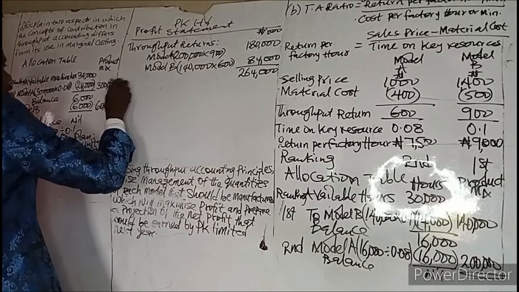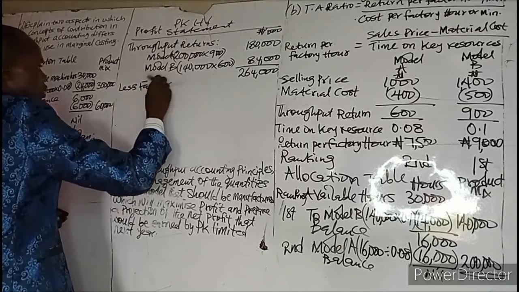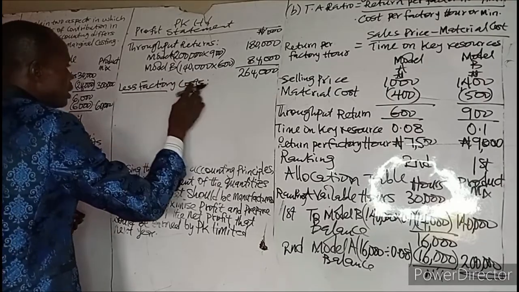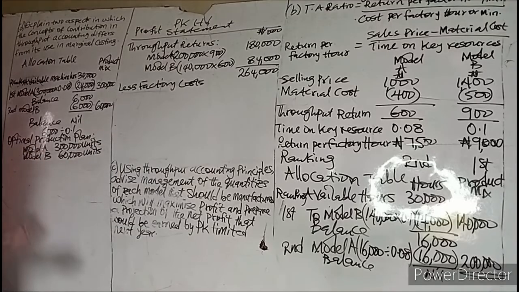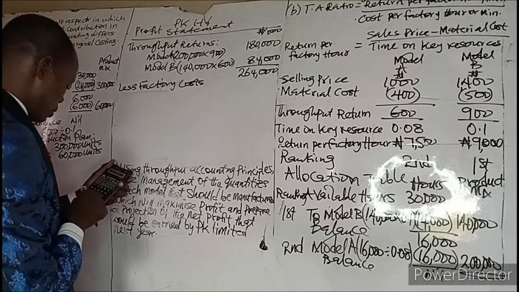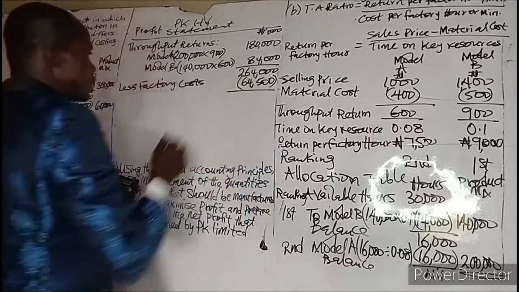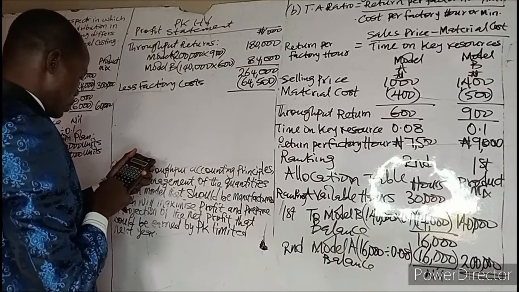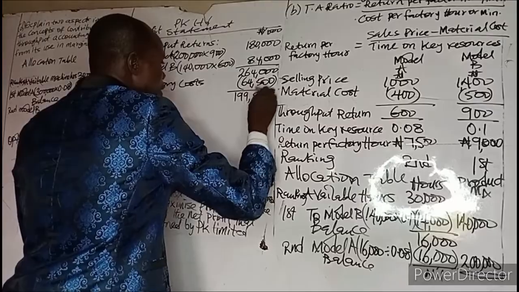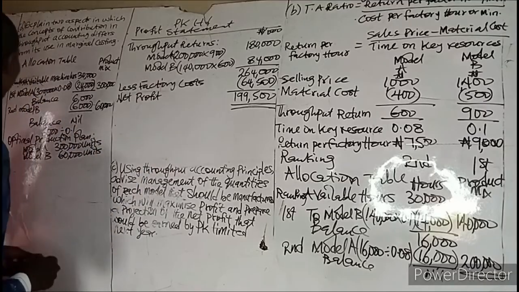Then you now less fixed cost, our factory cost, which we've totaled earlier. Our factory cost was the variable of 24 million plus fixed of 40.5 million. We have 64.5 million. That is the total factory cost. If you now deduct that from 264 million, you have 199 million 500. That is the net profit. That is the answer to requirement C.